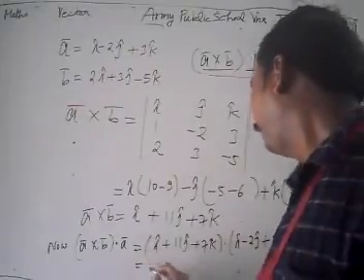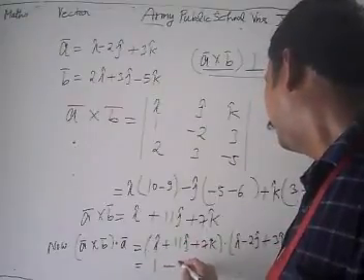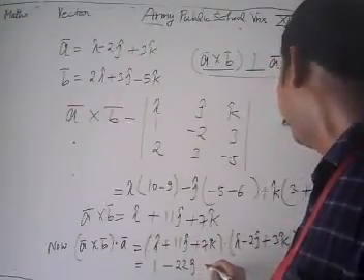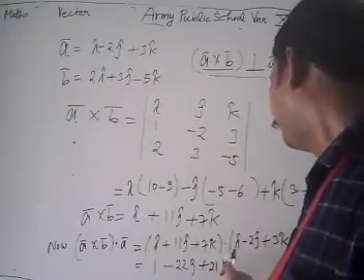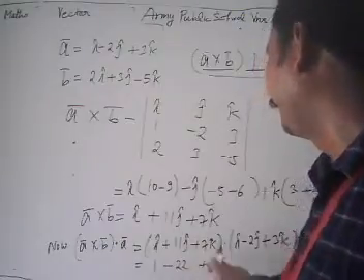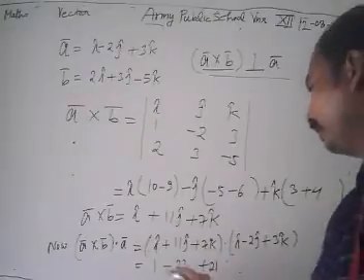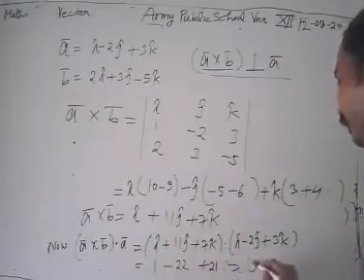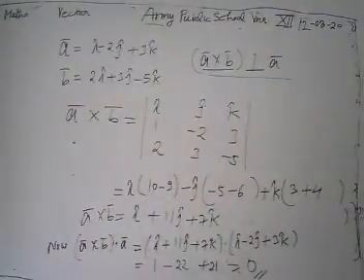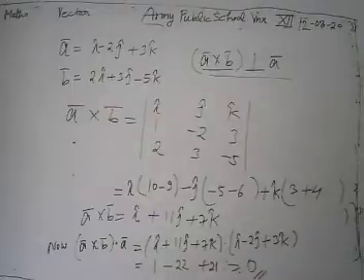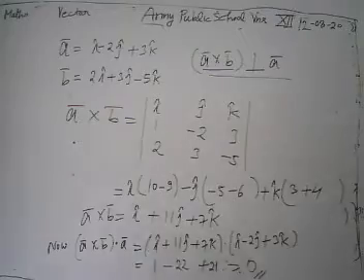Now what do we have? I cap 1 minus 22 j cap plus 7 times 3, 21. It's 1 minus 22 plus 21. What do we get? 22 minus 22, 0. Means our vector A cross B dot vector A is what? They are perpendicular to each other, because their dot product is equal to 0.